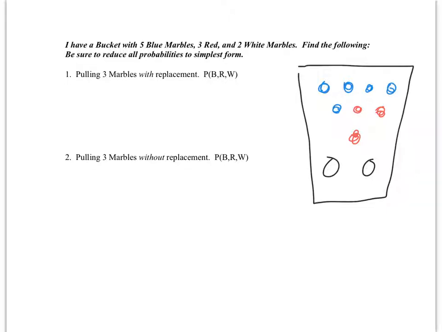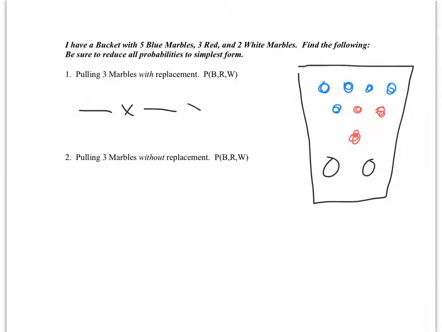Okay, picture this. I got a bucket with 5 blue marbles, 3 red, and 2 white. Find the following probabilities. Now, this notation means I'm pulling 3 marbles with replacement from the same bucket in this order. So I want to know what's the probability of pulling 3 marbles with replacement, so that's independent probability of a blue, a red, and then a white in that order.